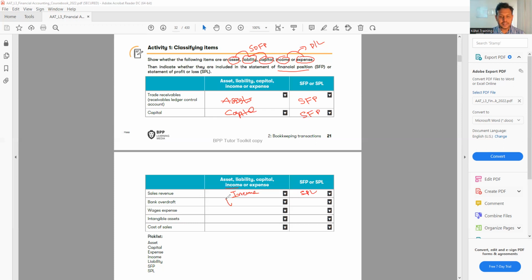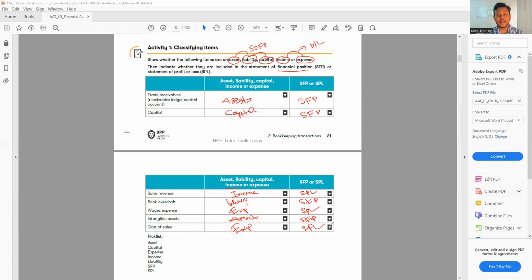Bank overdraft is a liability. If I use the bank money, I have to pay it back. And the liability belongs to SFP or SOFP. Wages expense is an expense. Income and expense belong to the profit and loss account, so SPL. Then intangible asset is an asset. Regardless of whether it is tangible or intangible, an asset is an asset and belongs to SFP, the statement of financial position. Cost of sales is an expense and belongs to SPL, the statement of profit and loss account.